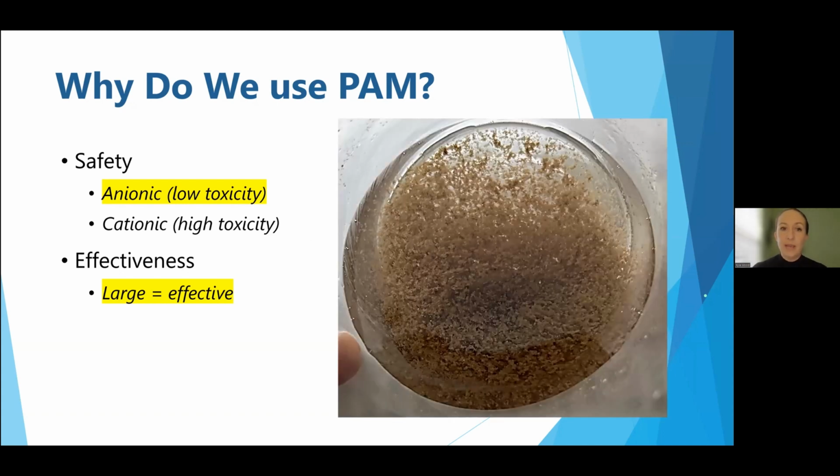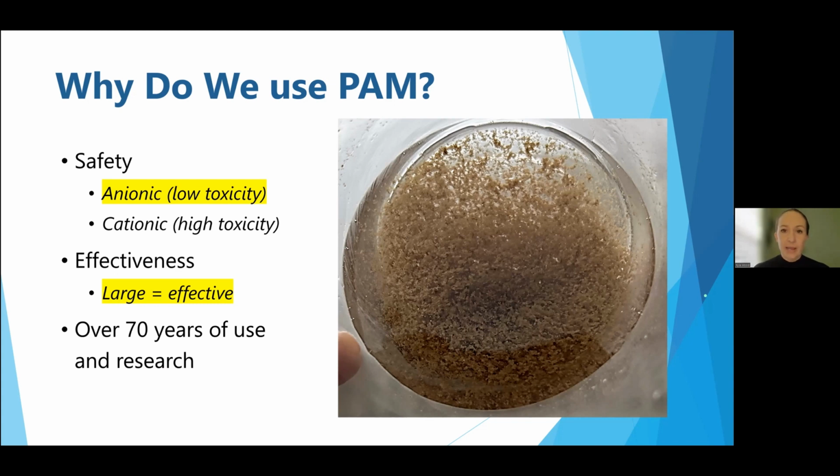So we use PAM because it's very safe for the environment. And we use PAM because it's very effective. It's this large polymer that we can make in different sizes and charges. And it's able to really effectively bind the things that we like to go after, such as clays and metals and silts. So this is a picture. You can see those big flocs that formed from a colloidal or suspended clay solution.